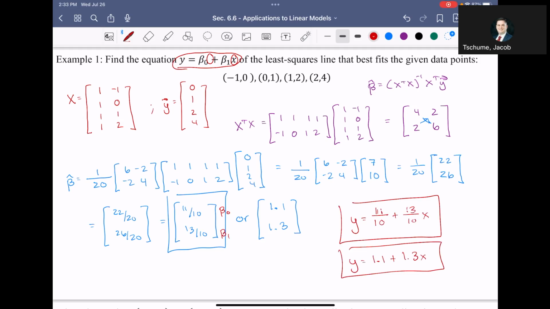And so this is the linear equation that, if you were to graph these 4 data points and also graph this line, it would be the closest to all 4 of those points. And that is the idea of least squares lines, also known as regression lines.